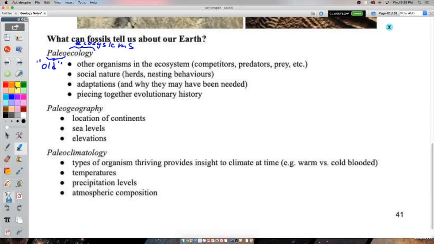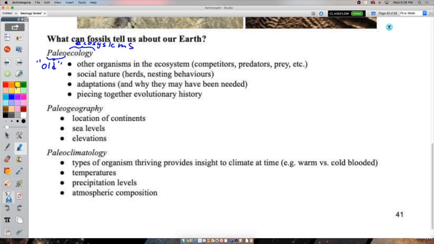The social nature, herds, nesting behaviors. If you find a whole bunch of one organism in one area, you know they were probably a herd organism. Whereas if you always find them alone, they were probably kind of a lone wolf, right? Nesting behaviors. So we can tell, okay, this thing seemed to really raise its young a lot because we always find the youth with an adult. They're never alone. Or these things seem to just go out of the nest right away and be adults because they're always kind of independent, right? Even when they're babies.